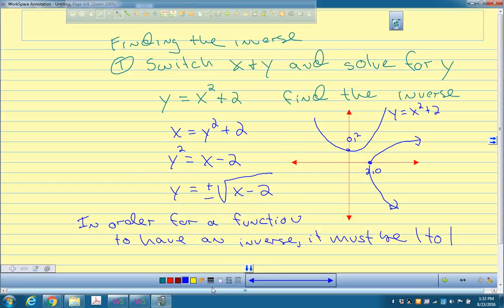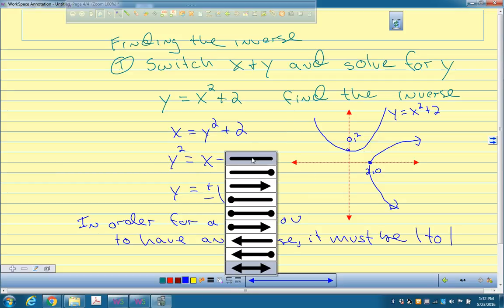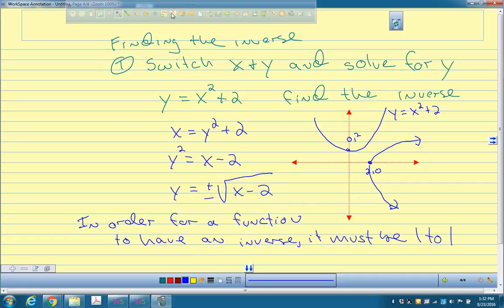I want to grab my line tool. Okay? This one is not 1-to-1 because for every x there is one y, but for every y there is not one x. So for y equals something up here, there's more than one x. You see that? So in order to have an inverse, it has to be 1-to-1.